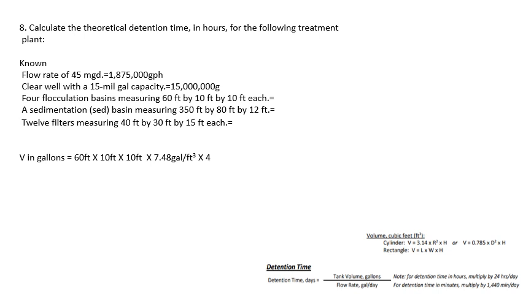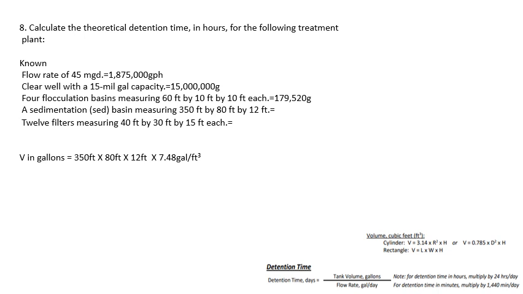We solve for the flocculation basins. So 60 by 10 by 10 times 7.48 gallons a cubic foot times 4 basins. You get a total of 179,520 gallons.